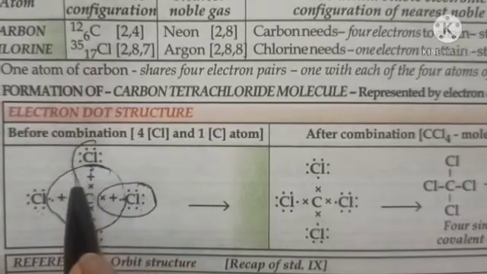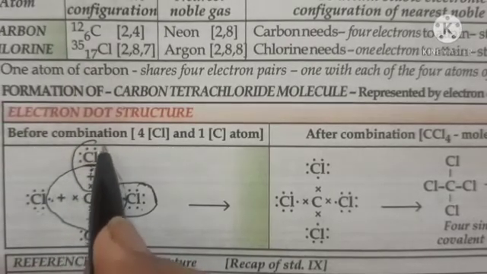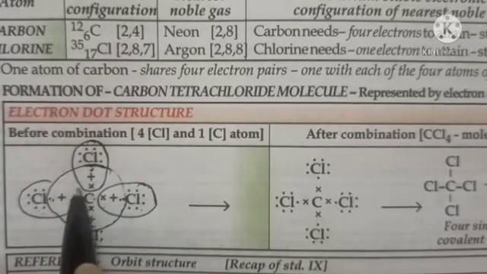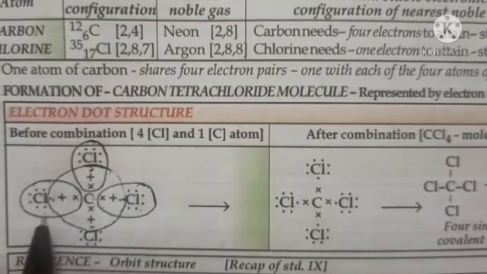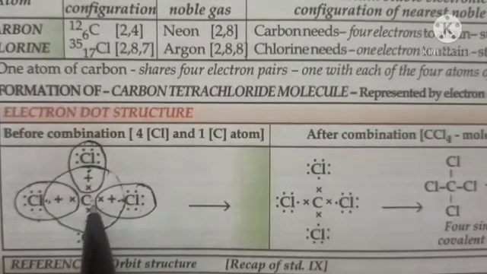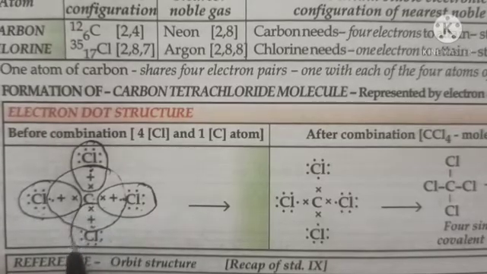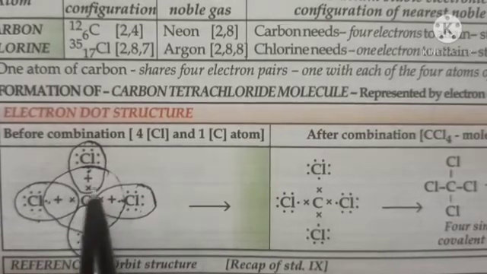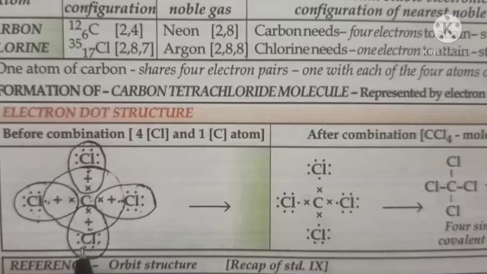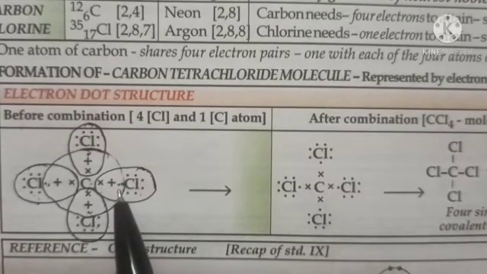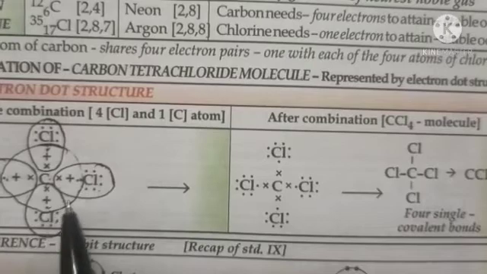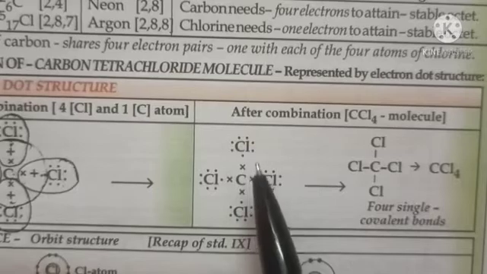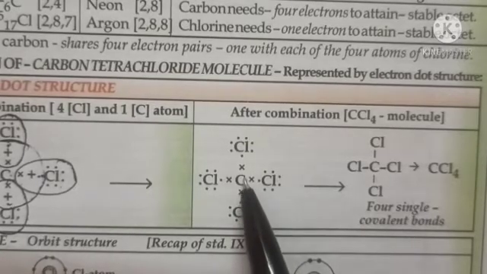This chlorine also shares this 1 electron and gets 8 electrons. This chlorine atom also shared this 1 electron of carbon and gets 8 electrons. In the same way, this 4th atom of chlorine also shared 1 electron from carbon and gets 8 electrons. So all these 5 atoms get a stable electronic configuration, and now you can show it like this also, right?